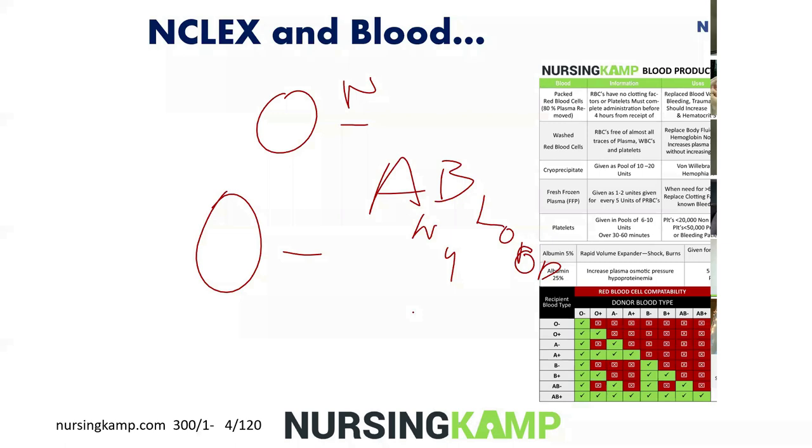However, you might have a trauma patient and you can't type and cross that patient. So what are you going to do? You could give them O negative. Or they do the reverse question: the patient is AB. Will they talk about positive or negative? Only on O negative. Generally, it's only a relationship to RhoGAM and maternity questions about the fetus and the mother, and what's going on there.